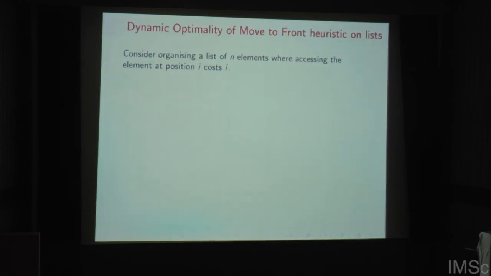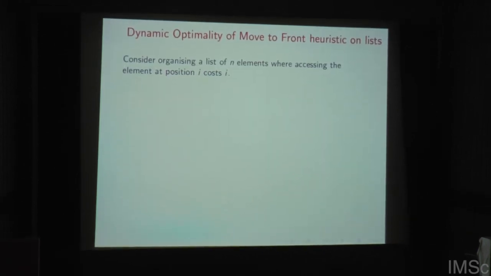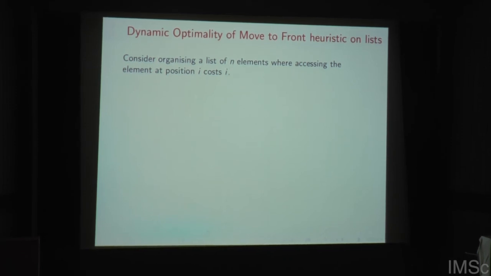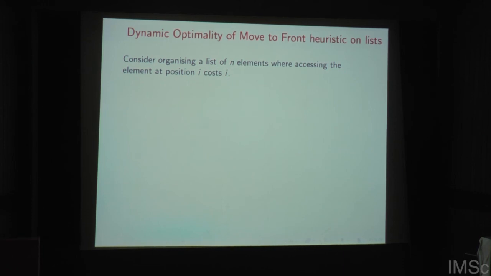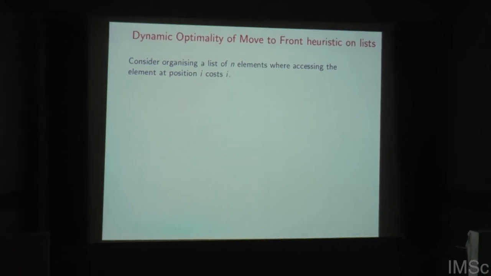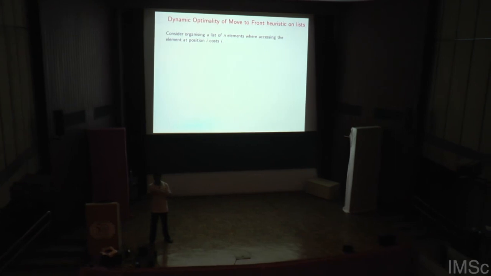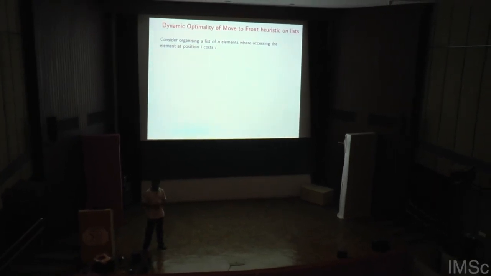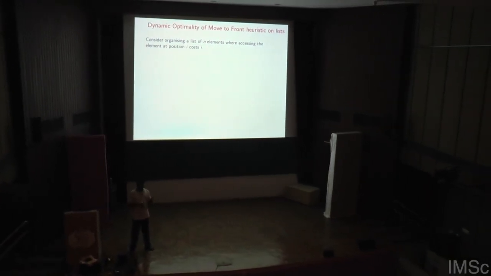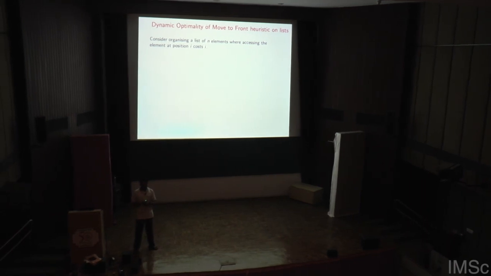So let me just end with mentioning this list version. Consider you want to organize a list of elements, and I tell you that the ith element costs time i to access it because it's sort of a linked list, and you're allowed to organize the list the way you want. And I tell you the frequency at which these elements are accessed. Then what would be the natural way to organize it to minimize cost?